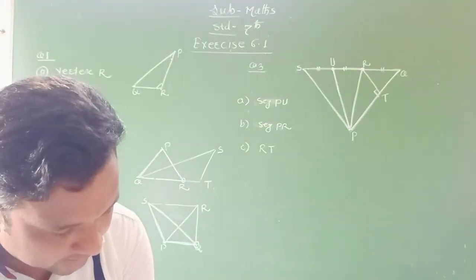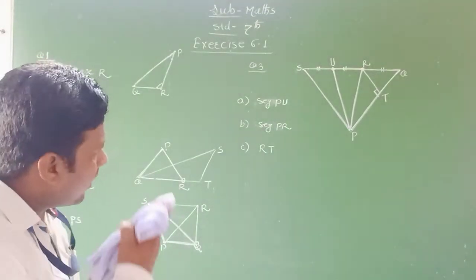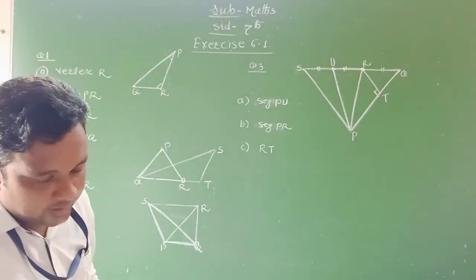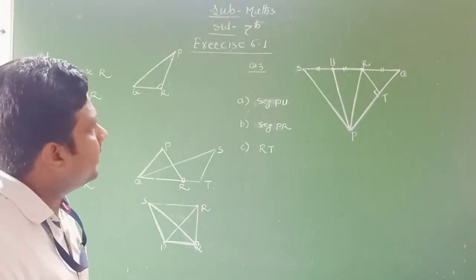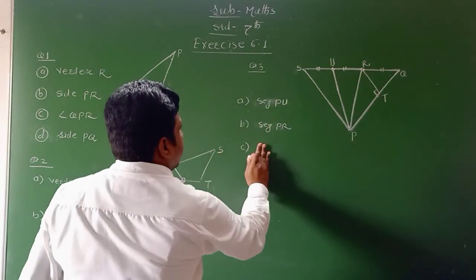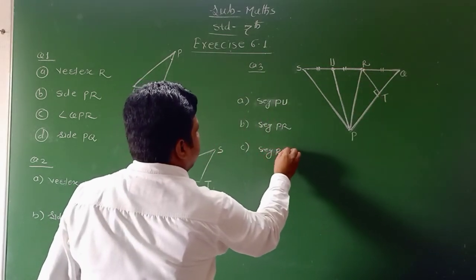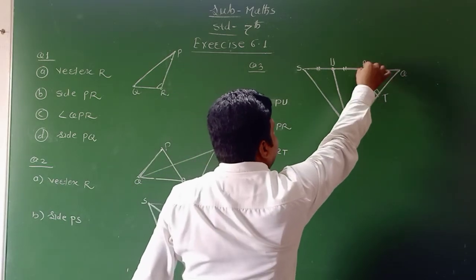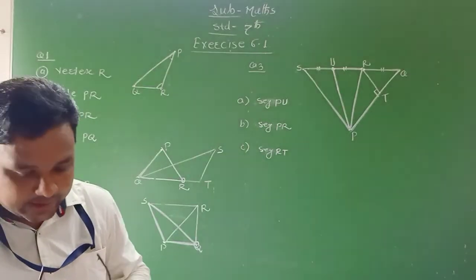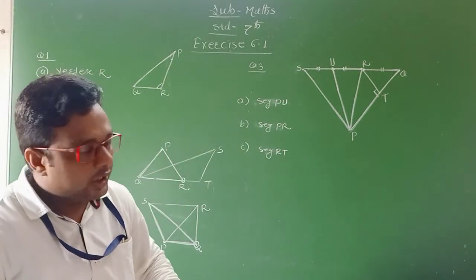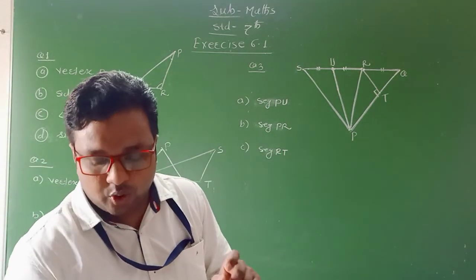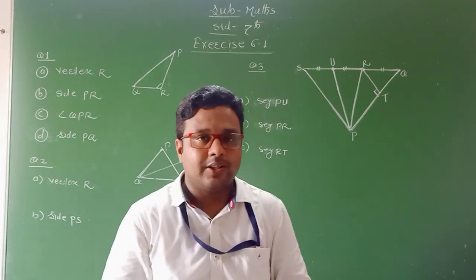The next example is given: the altitude corresponding to the side PQ in triangle PQR. In triangle PQR, what is the altitude here? Segment RT. Now this is the perpendicular from the vertex to its opposite side. There is an angle of 90 degrees. Therefore RT is the altitude of triangle PQR. Therefore what is the answer here? Segment RT. Okay. Student, I hope you understand all these three questions from exercise 6.1.